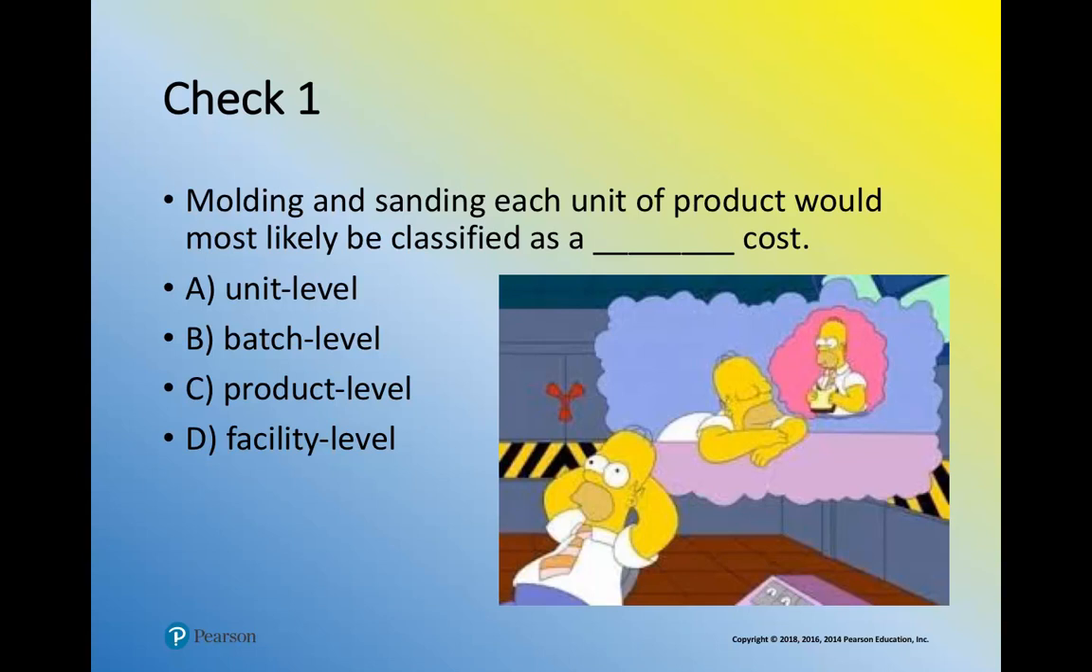So the molding and sanding, each unit of product would most likely be classified as a, take a guess, take a second. We got Homer Simpson. He's deeply thinking about it. It's not facility level. Nope. It's not batch level. It's not product level. It's a unit level.